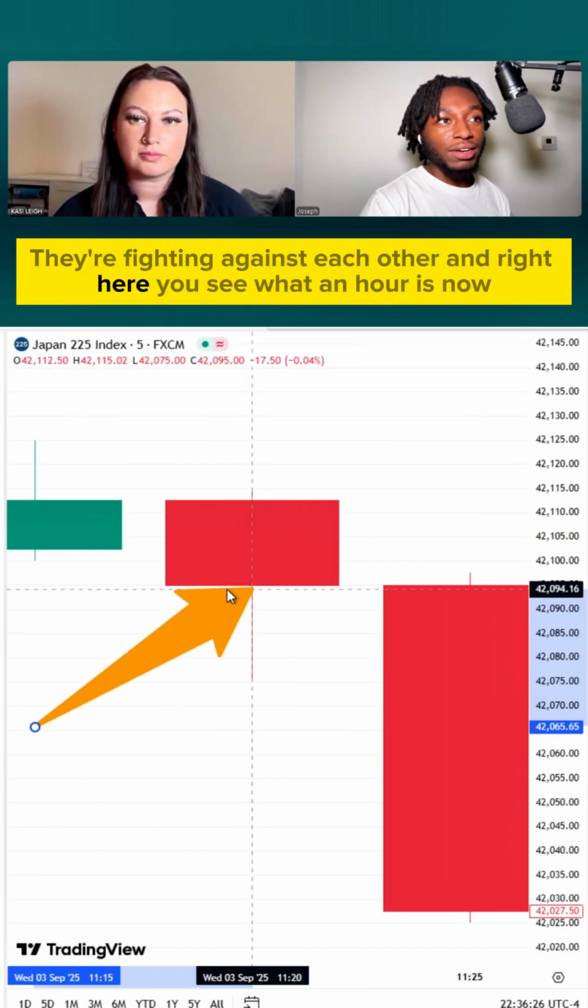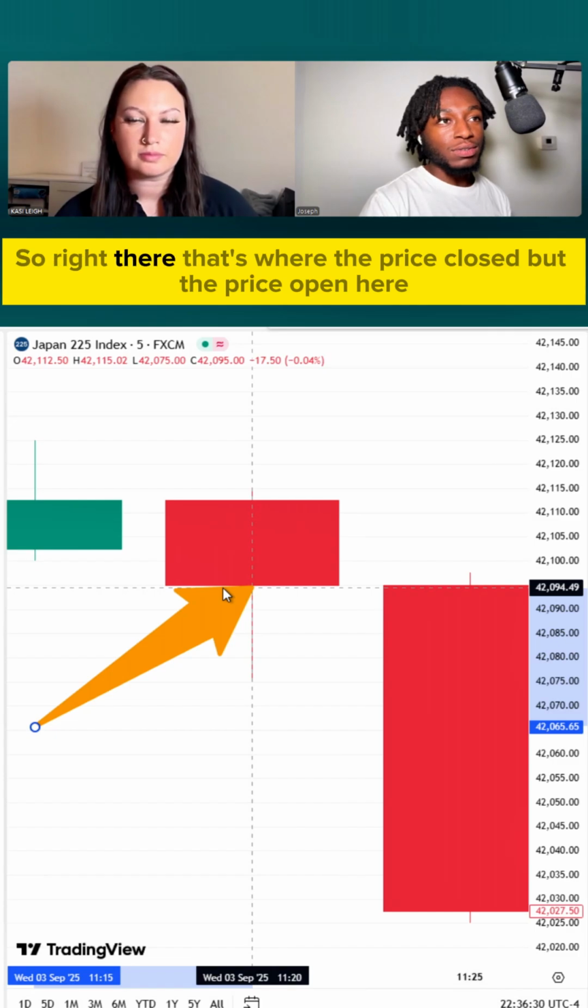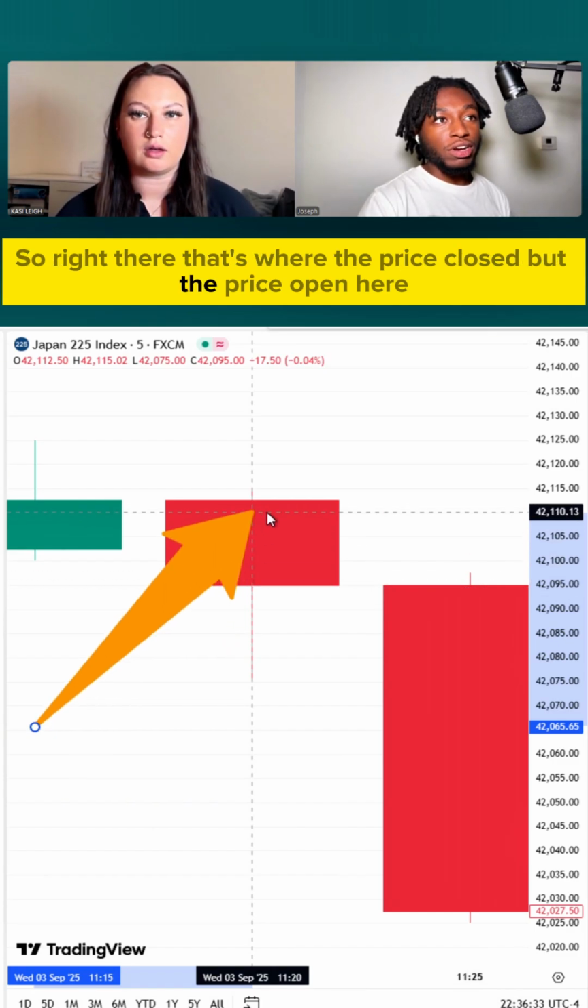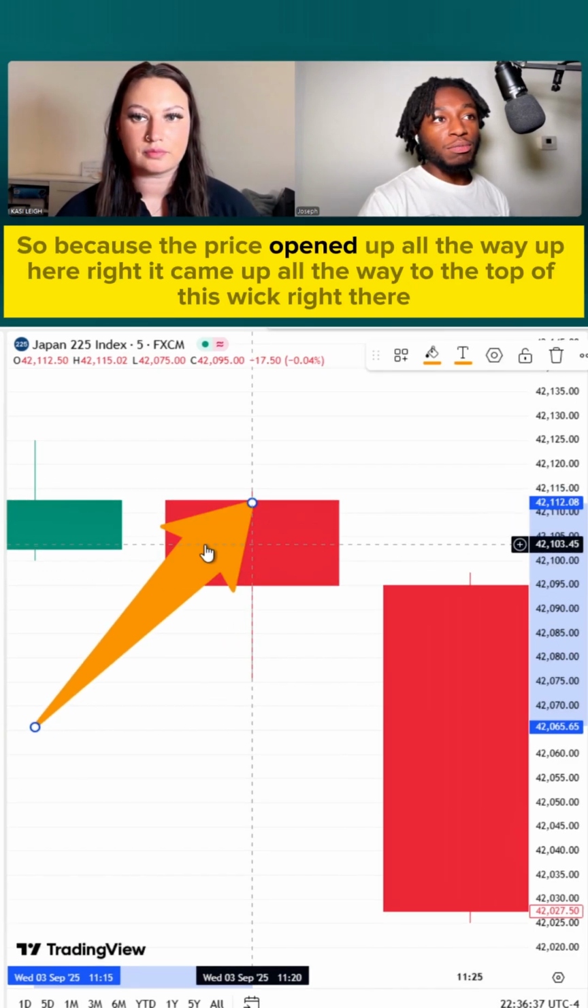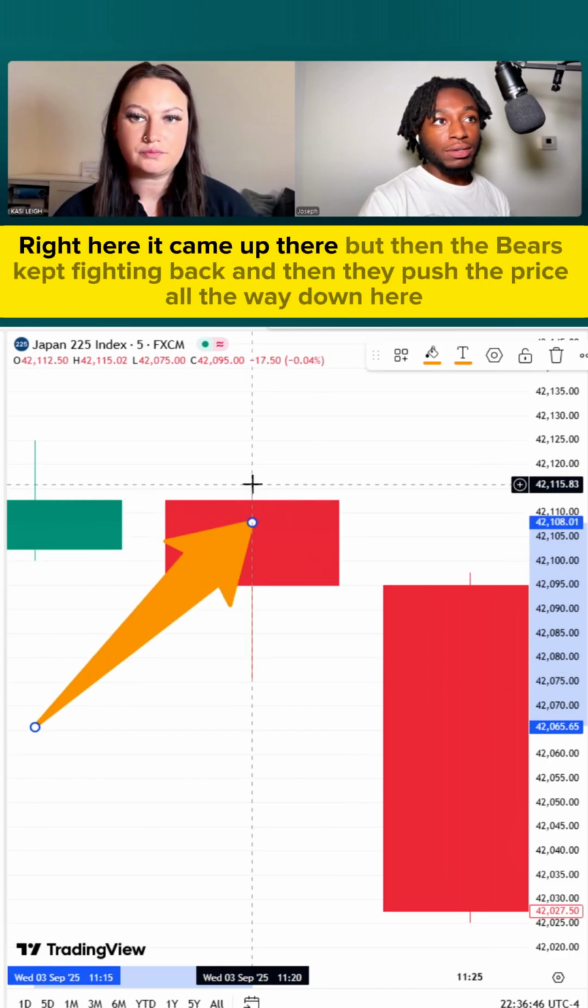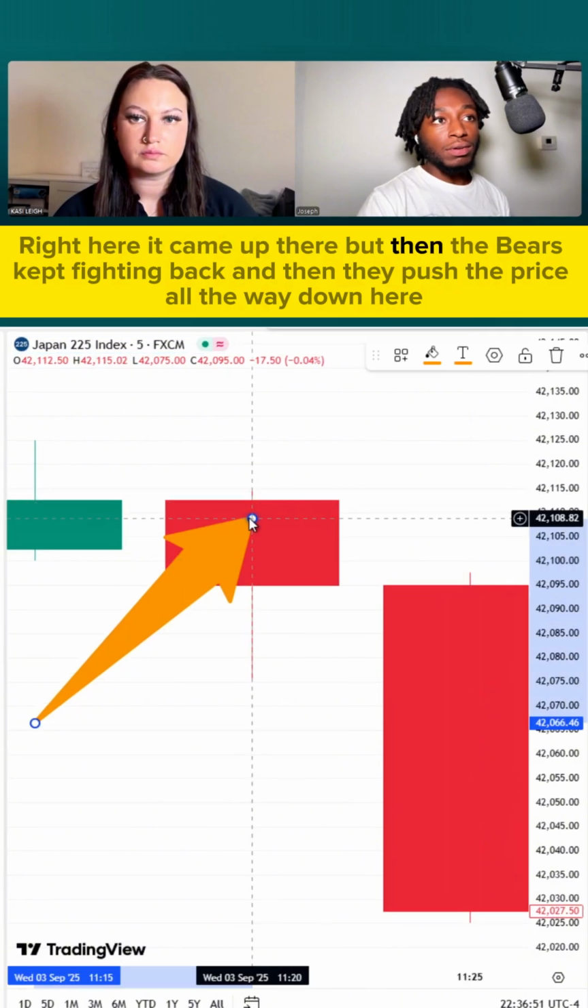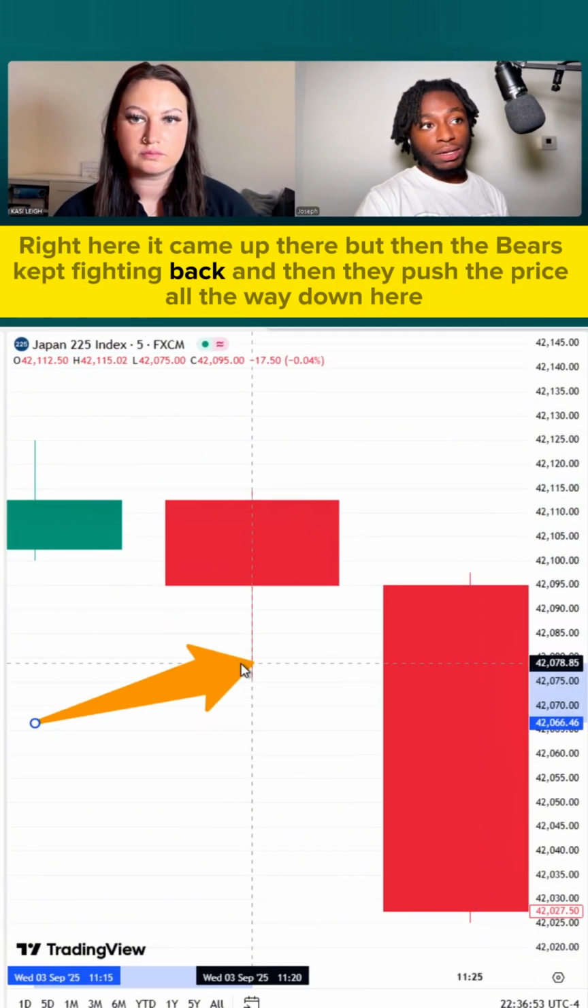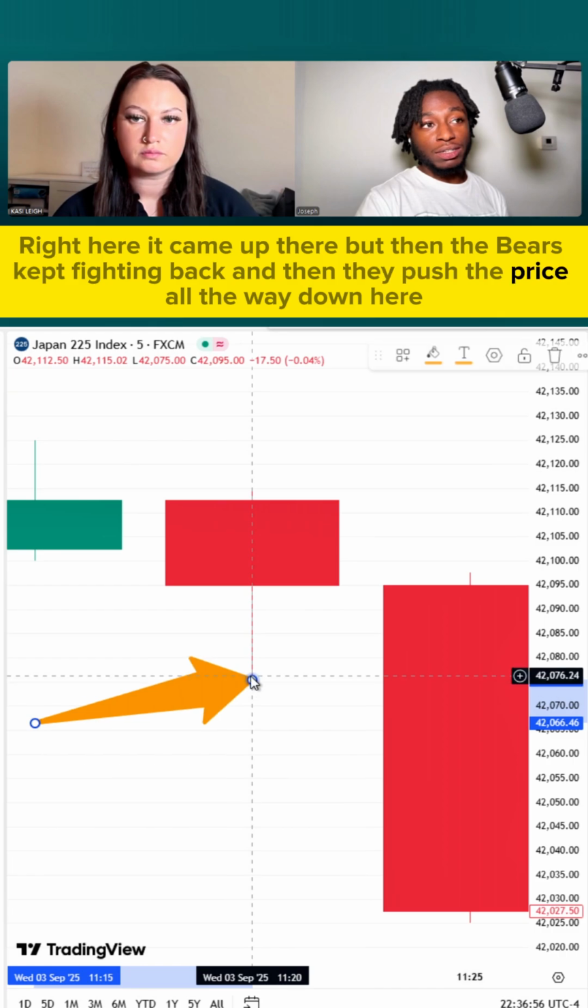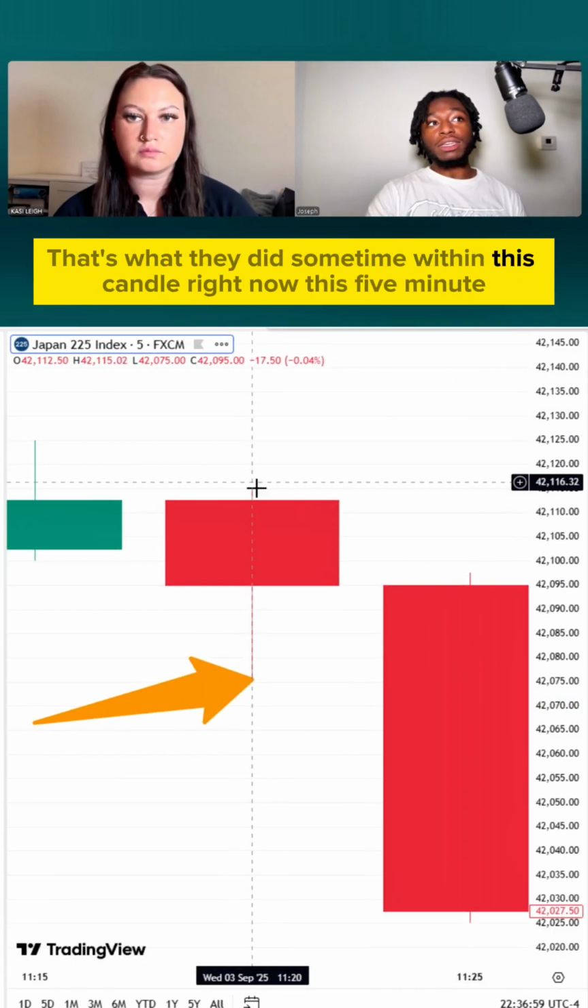And right here, you see where the arrow is now? So right there, that's where the price closed. But the price opened here. So because the price opened up all the way up here, it came up all the way to the top of this wick right there. But then the bears kept fighting back. And then they pushed the price all the way down here. That's what they did sometime within this 5 minute candle.